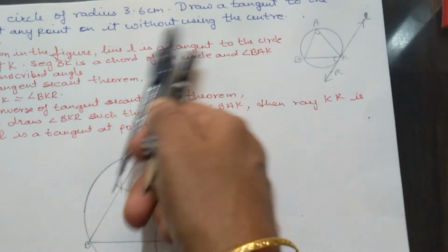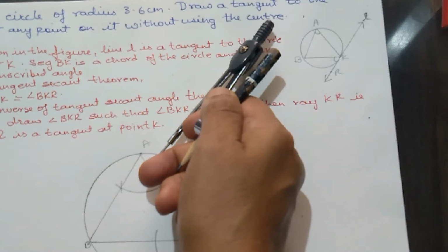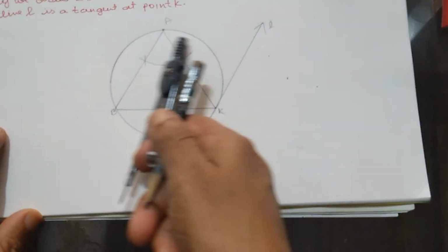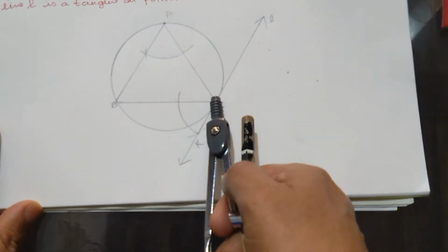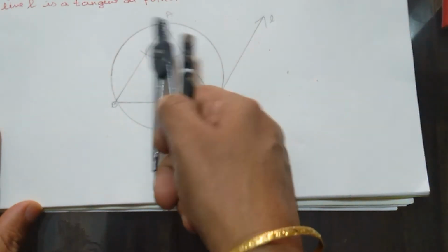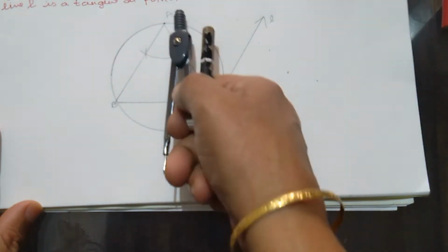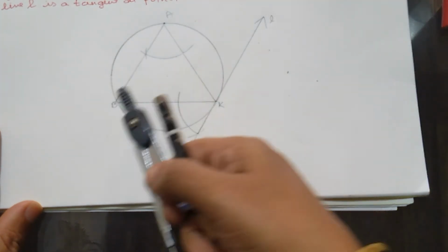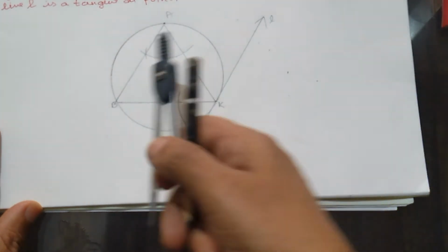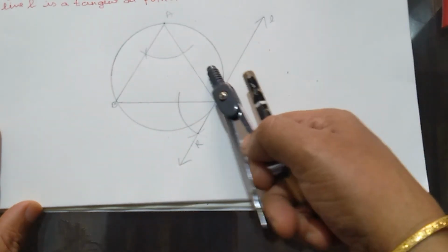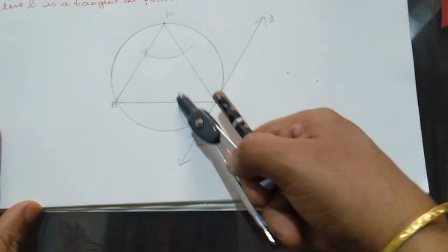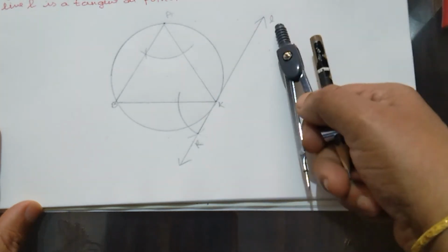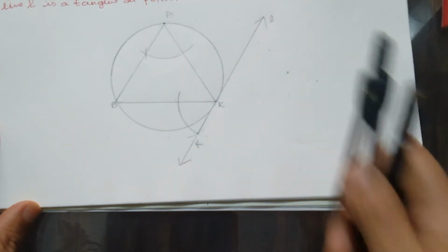So without using the center, if it is mentioned in the question, you are supposed to draw the circle, then draw the chord, and then take any point on the circle and connect the chord to that particular point and draw an inscribed angle. With the same measurement, draw another angle over here, that is your required tangent.